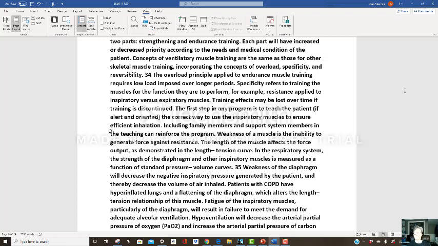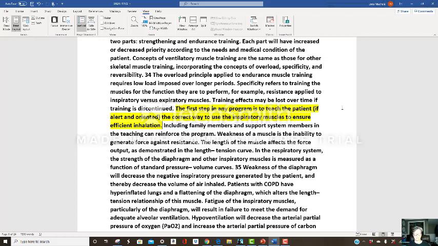The first step in any program is to teach a patient, if alert and oriented, the correct way to use the inspiratory muscles to ensure efficient inhalation. Including family members and support system members in the teaching can reinforce the program. Weakness of a muscle is the inability to generate force against resistance. The length of the muscle affects the force output, as demonstrated in the length-tension curve. In the respiratory system, the strength of the diaphragm and other inspiratory muscles is measured as a function of standard pressure-volume curves.